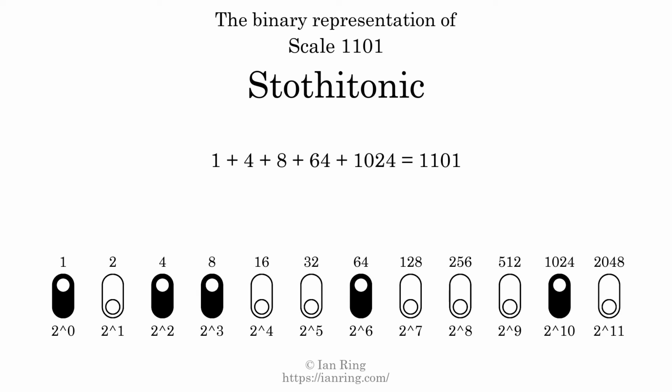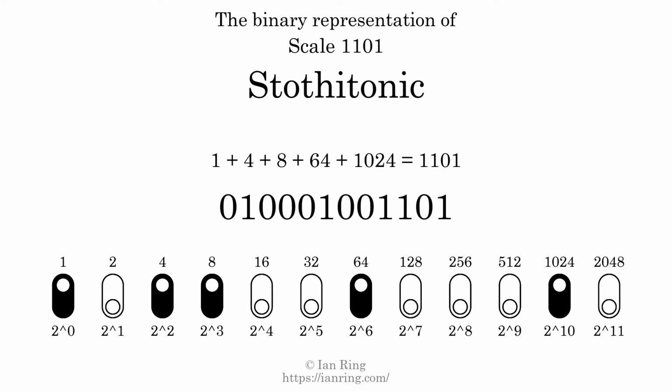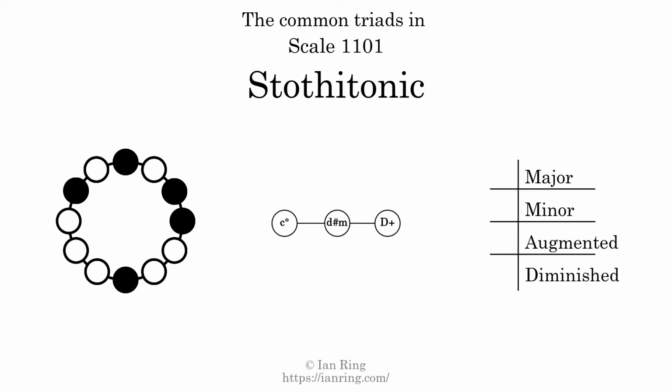The scale number not only enumerates the scale with a unique index, but it also literally describes the tonal content of the scale. Represented as a binary number in base 2, the scale number is 010001001101. Here are the common triads present in this scale.